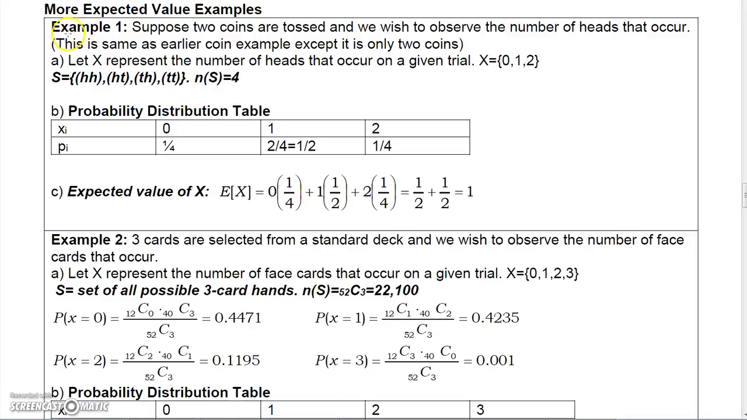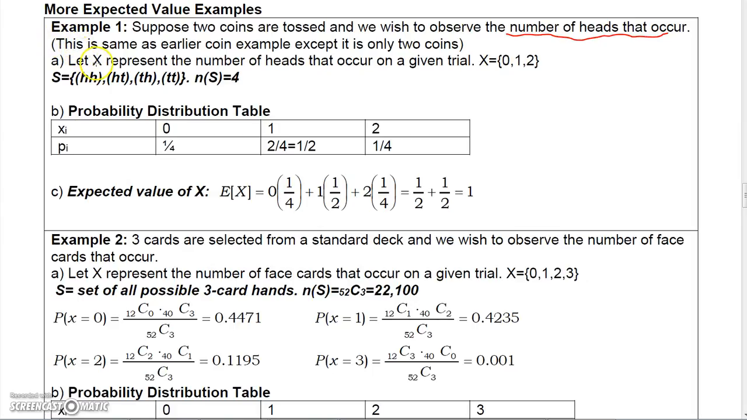Okay, let's look at some problems here where you have to find the expected value of a random variable. Example 1 says, suppose 2 coins are tossed and we want to observe the number of heads that occur. Since I'm going to observe the number of heads, I want to find the expected number of heads to occur if we do this experiment a large number of times.